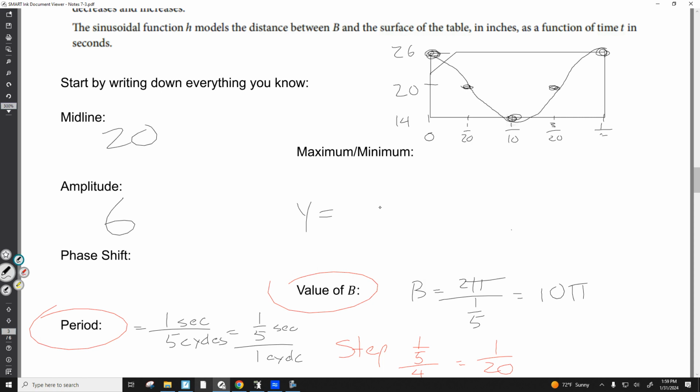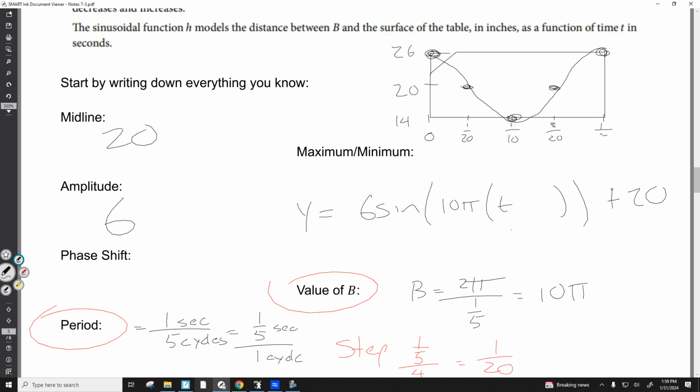My amplitude is still 6. I'm going to wait to see if I make it a negative. My B is still 10 pi. I'm going to look to shift. My midline is still 20. Now I got to figure out my phase shift and whether I want A to be negative to do a vertical reflection. My parent function starts at 0, 0, and goes up to 1. The sine of pi over 2 is 1. My parent function likes to go up for sine.